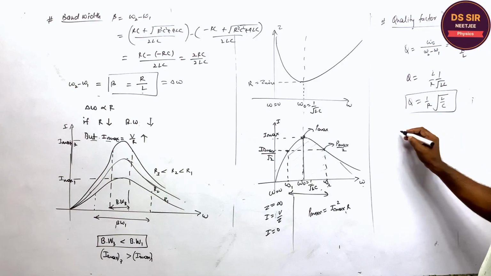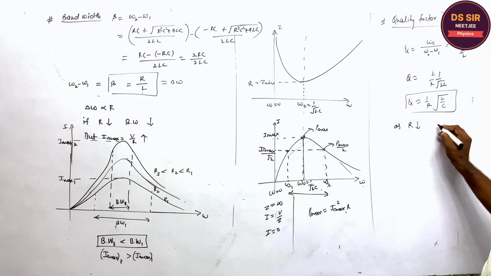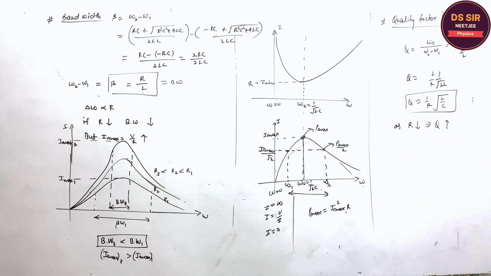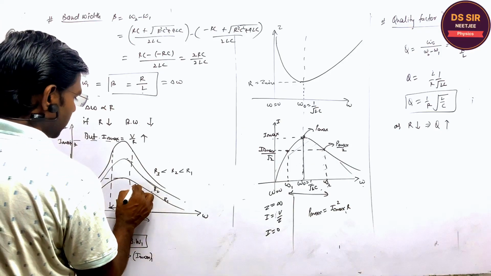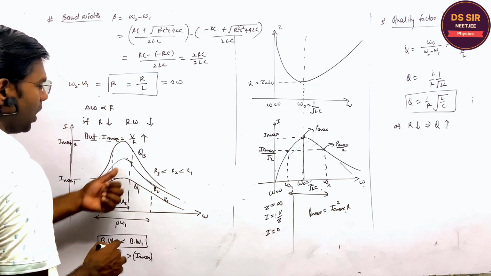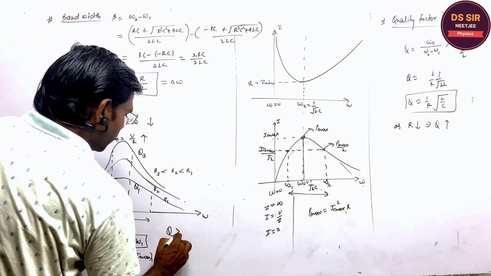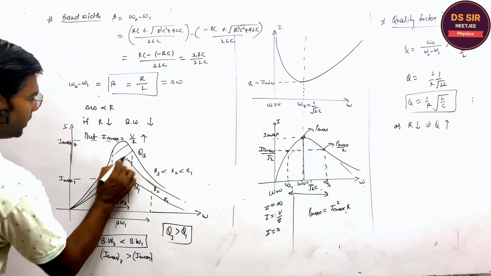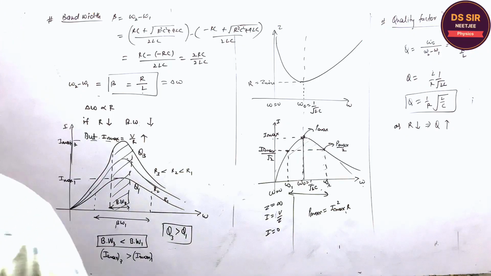This is the definition. So as R is decreasing, the quality factor is what? Increasing. Right. So if you consider the quality factor, it is Q1 for one circuit and Q3 for this circuit. So R3 is less, but quality factor Q3 will be greater than Q1, because the bandwidth in this case is very small, right? So the quality factor will be more.